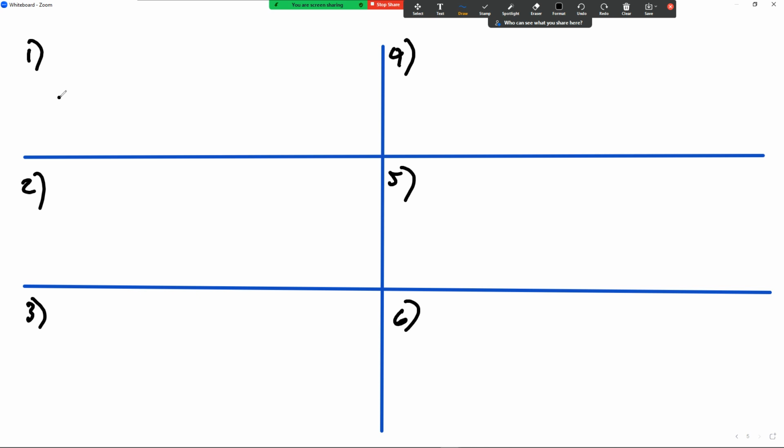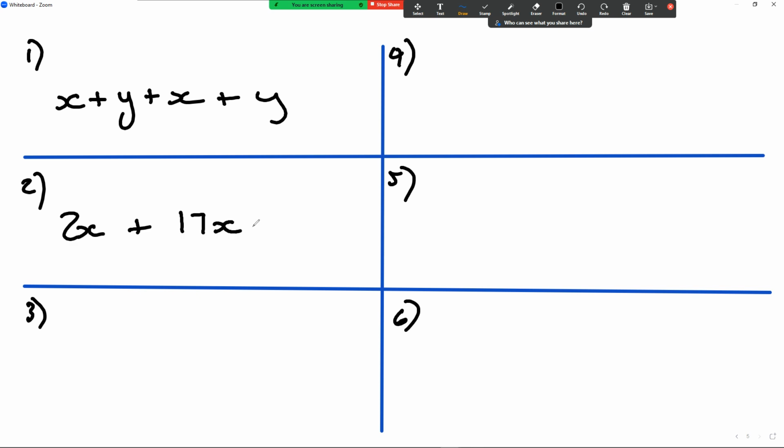All right, here we go. So question 1, I got x plus y plus x plus y. 2, 2x plus 17x. 3, 3x squared minus 4x plus x squared. You can keep going, I'll just be present.